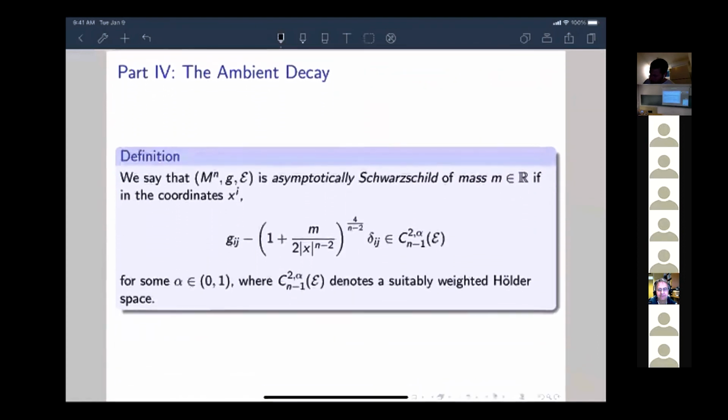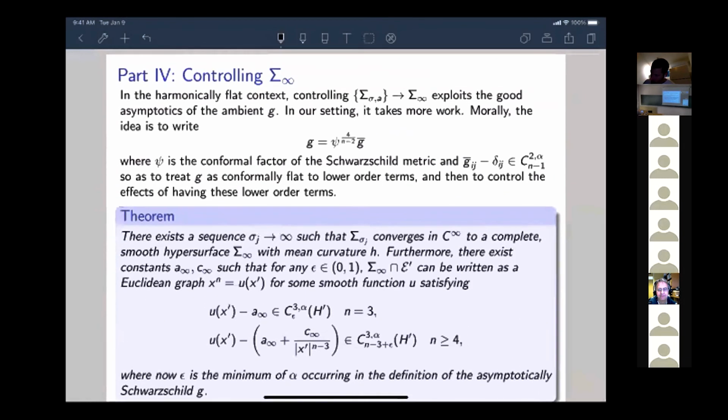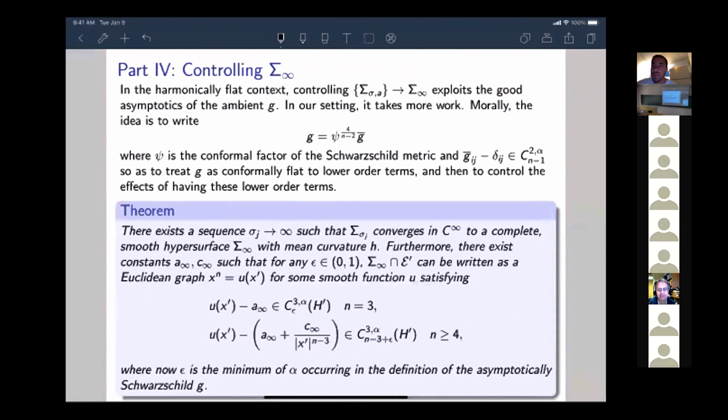And now just a word about asymptotic to Schwarzschild. What that really means is that it's not harmonically flat, but you can think of it as being asymptotic to the Schwarzschild metric, right? I'm not going to write the Schwarzschild metric, but this is the conformal factor that you get in the Schwarzschild metric when you think of Schwarzschild as being conformally flat. So what do you actually have to do? You have to build a sequence of mu bubbles, but you have to show that the mu bubbles eventually produce something nice. And so you have to control sigma infinity, which is the limit of these mu bubbles.